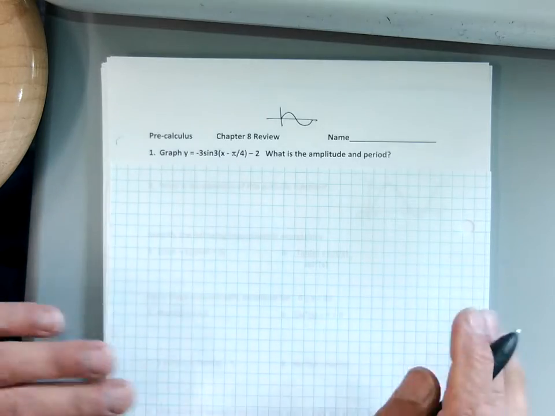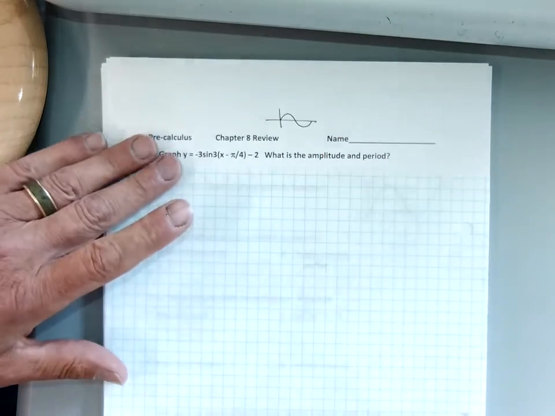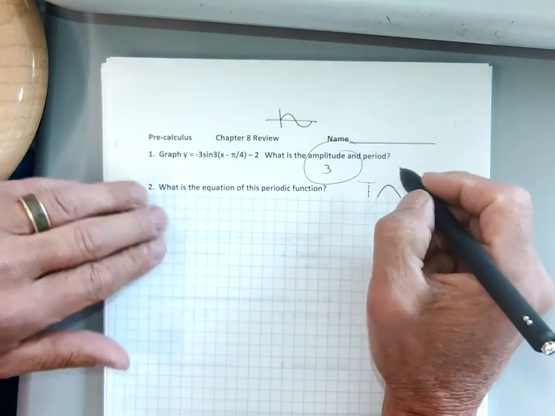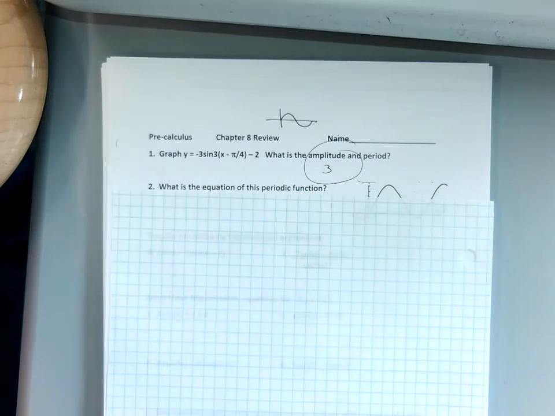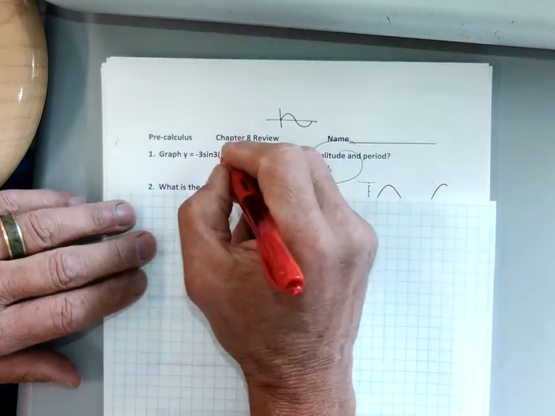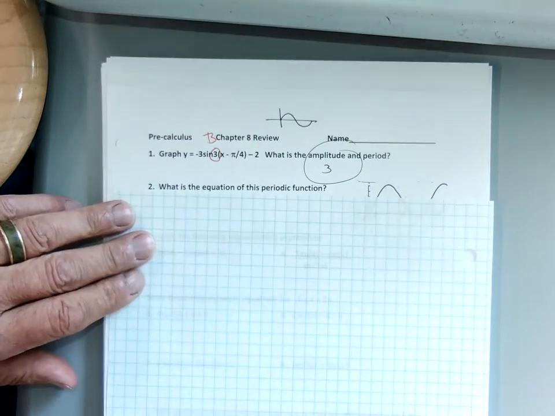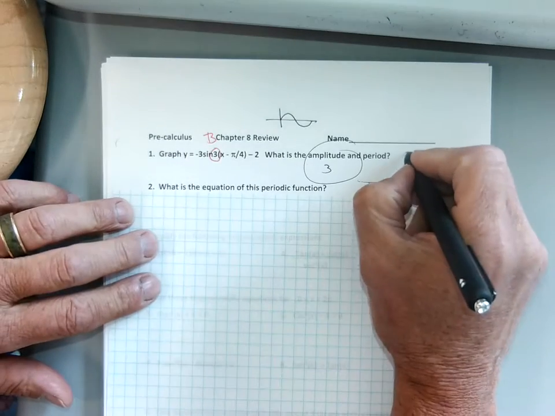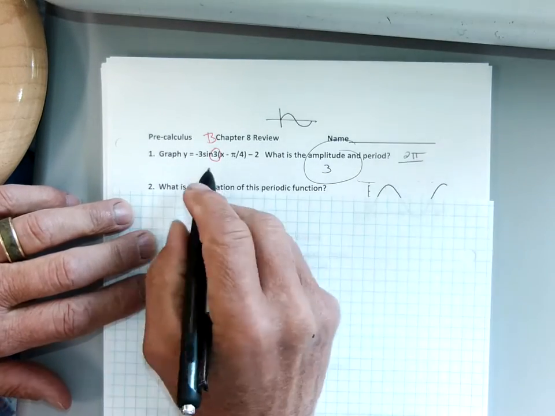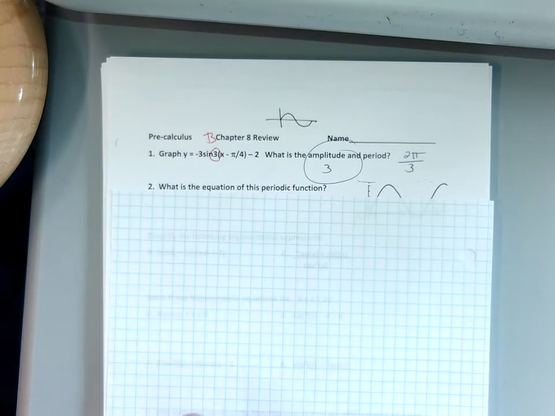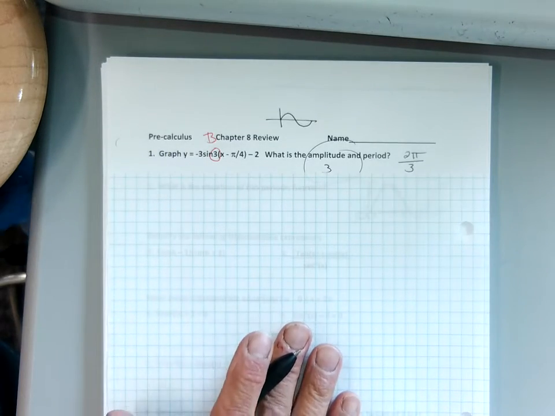So, first of all, the amplitude is 3, but the period, now the period, we take this value, the frequency, we call it B, and we divide 2 pi by it. To get the period, we take 2 pi and divide it by this number 3, which tells me I've got 3 curves. I'm going to try and fit 3 curves in the normal.